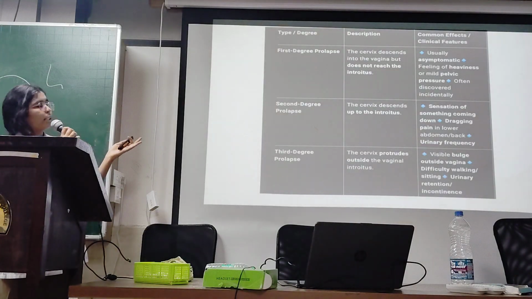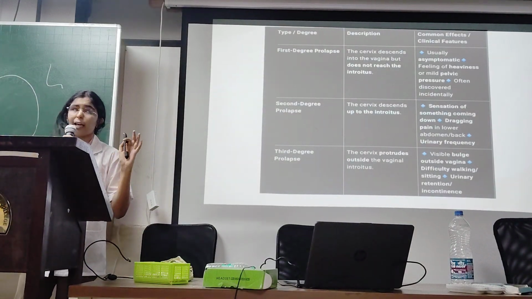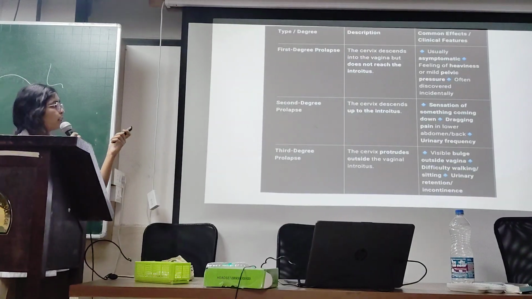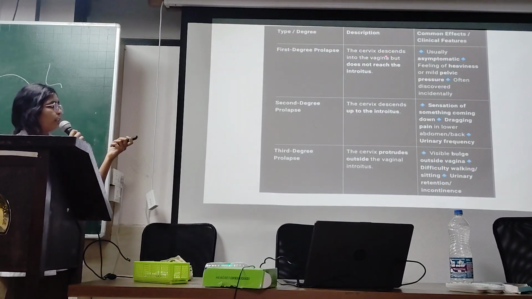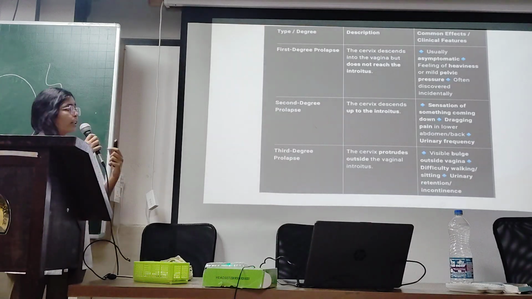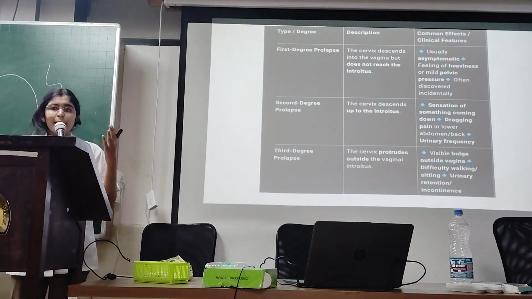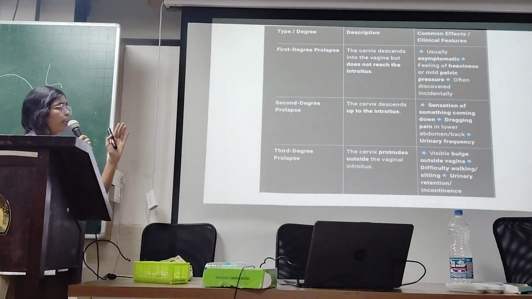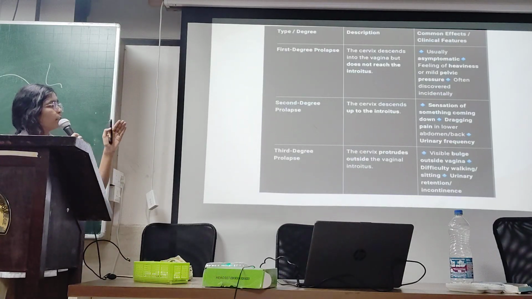Now we will be seeing the degrees of uterine prolapse. We have 3 degrees, and the first degree is more commonly seen in middle-aged women, whereas the second and third degrees are seen in older women. In the first degree uterine prolapse, the patient is usually asymptomatic and it means that the cervix has started to descend into the vagina, but it hasn't reached the introitus.